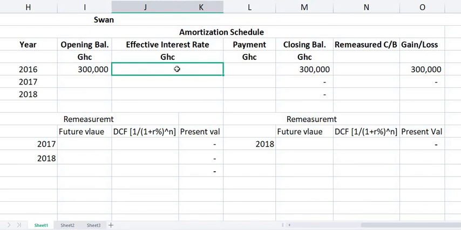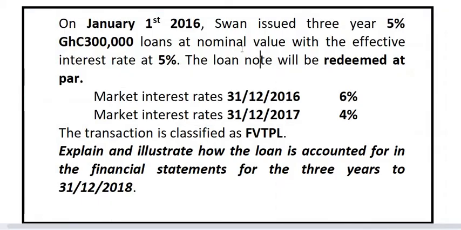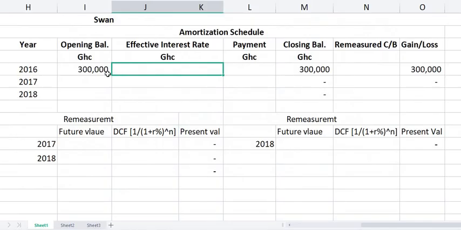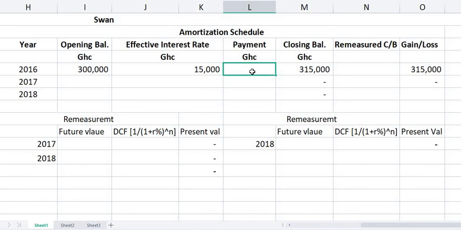And then we charge the effective interest rate. If the question is silent, we should always know that payment is made in arrears. So since the effective rate is 5%, 5% of 300,000 is 15,000. And then our payment is always in brackets, the deduction for 15,000.